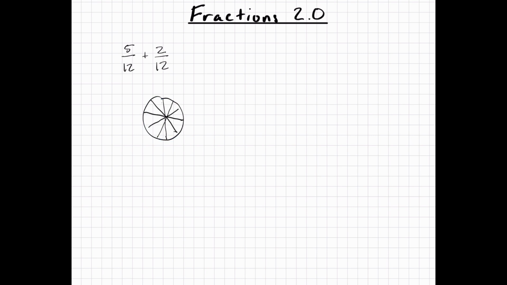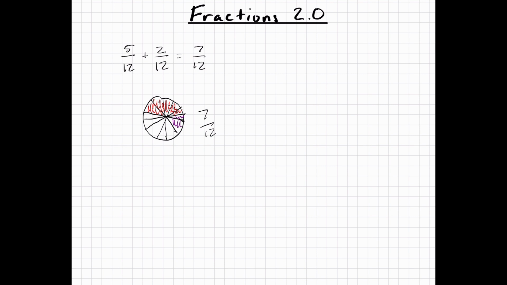How many is that? 1, 2, 3, 4, 5. Oops, I need one more. There we go. So that's like having a pizza with 12 slices, and starting with the first 5 like this, 1, 2, 3, 4, 5, and then adding 2 more, 6, 7. Now we can add those up and we get 1, 2, 3, 4, 5, 6, 7 slices out of the 12. So 5 plus 2 over 12 is equal to 7 over 12. That's fairly straightforward. Adding works exactly the same with slices as it does with whole numbers.